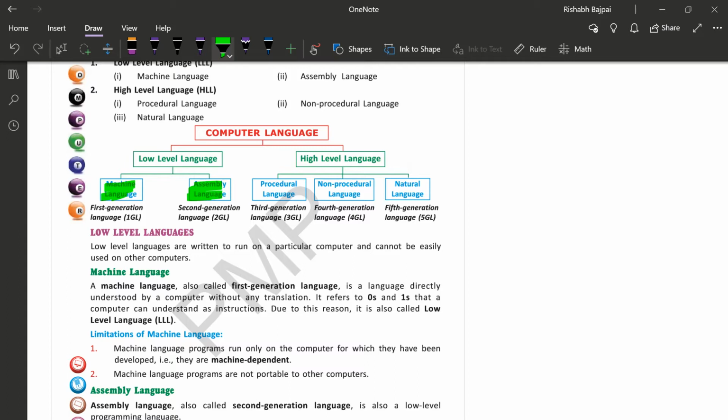And one more problem was that it was the language in which if we have written a program for a machine, then it can't be used on another.